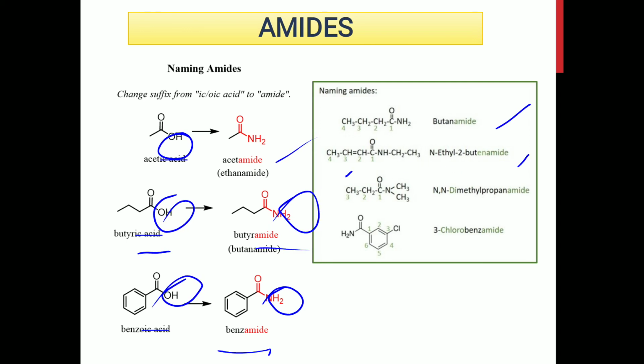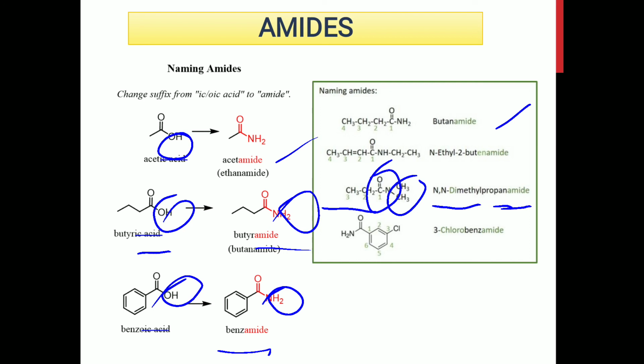Okay, then moving to the third structure, here there are 2 groups connected to the nitrogen, that is CH3 and CH3, meaning methyl methyl, so for that we write the prefix N,N-dimethyl. And here on the left side there are 3 carbons present, so it becomes propane, and for this particular C=O with NH2 it becomes amide, so the name becomes N,N-dimethyl propanamide.